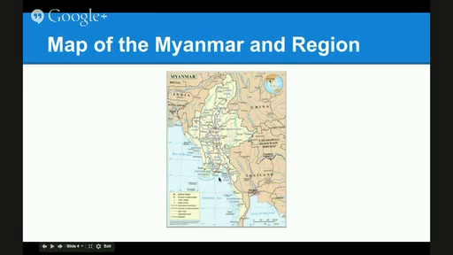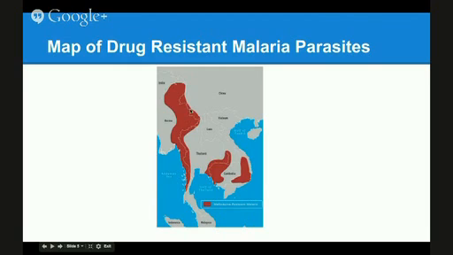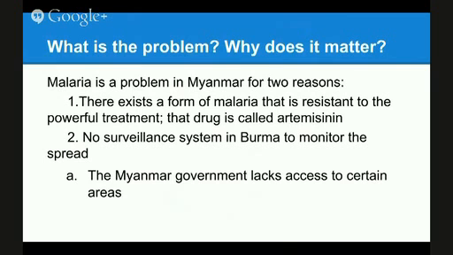and mainly with Thailand and Laos and China. As you can see here, we have a map of the distribution of where drug-resistant strains of malaria have been found in Myanmar. Here it's labeled Burma. So it's quite alarming, and we really need to implement our program in this area to prevent the spread of this drug-resistant strain of parasite.